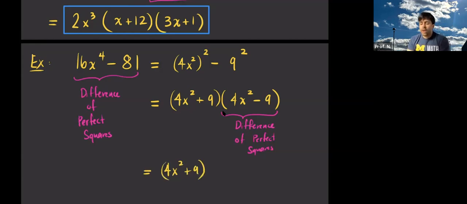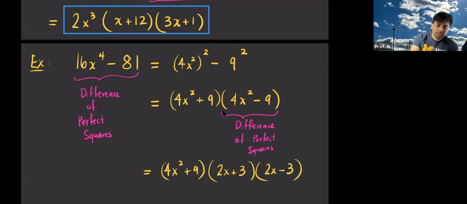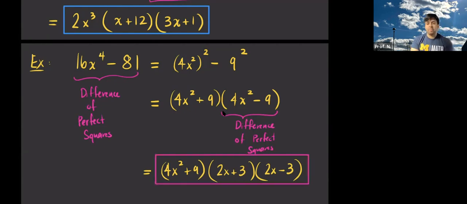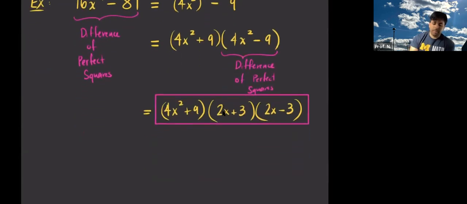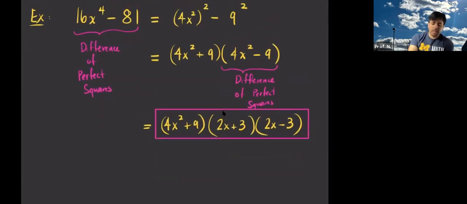So let me factor 4x squared minus 9. What does 4x squared minus 9 factor into? 4 is a perfect square, 9 is a perfect square, x squared is a perfect square. So I'm left with what? 2x plus 3, 2x minus 3, right? And then I can't factor any further. And that is my factored form: 2x plus 3 times 2x minus 3.